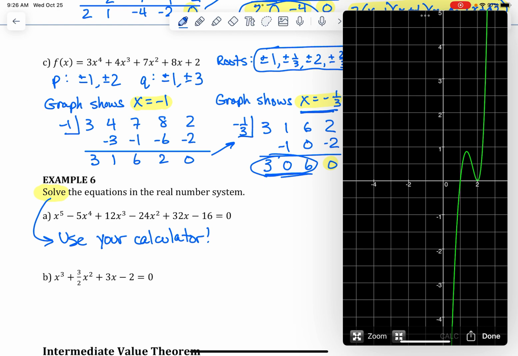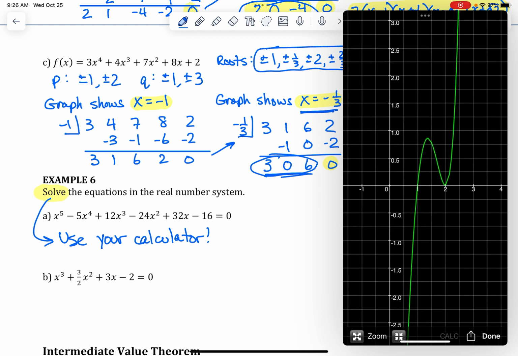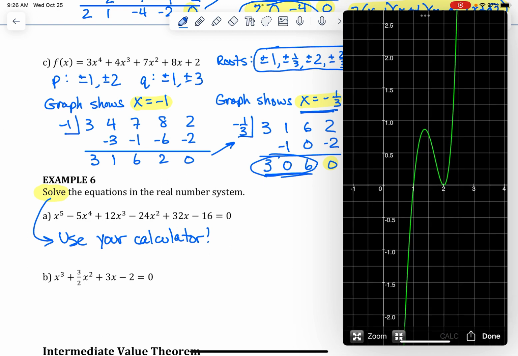And so when we graph this, we can see, oh, we have it crossing the axis at 1 and touching the axis at 2. And so that's an even multiplicity and an odd multiplicity. And that makes sense because we have a 5th degree polynomial. And so we could factor this if we wanted to.